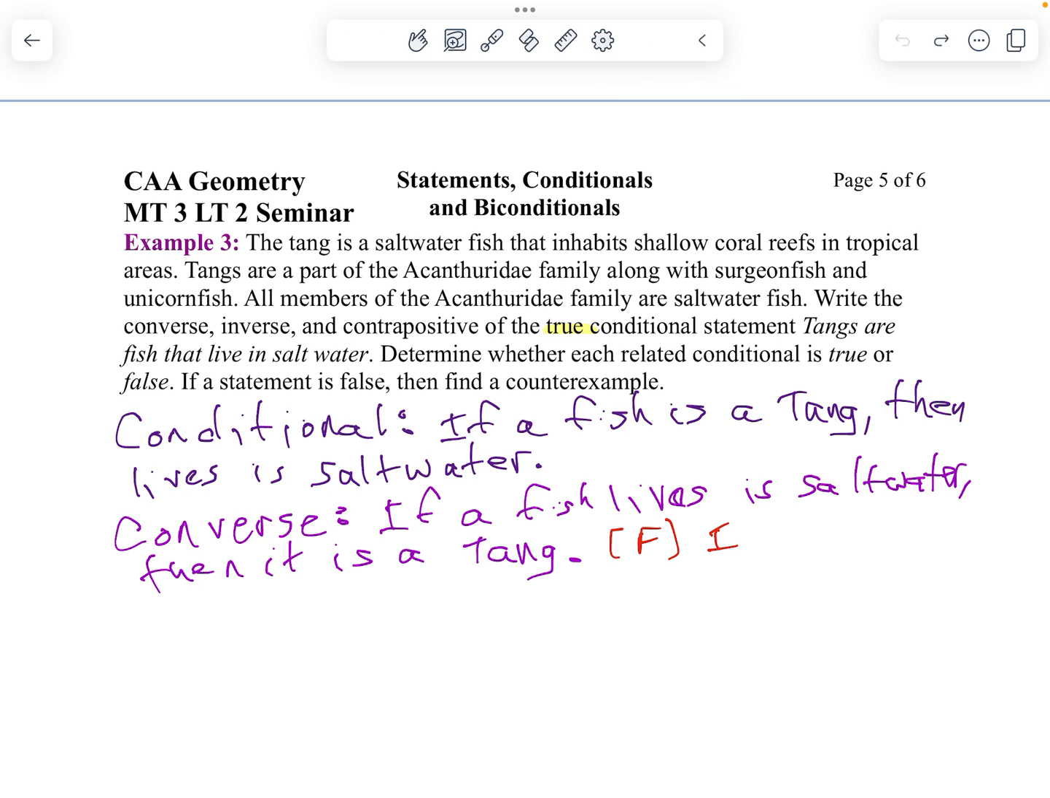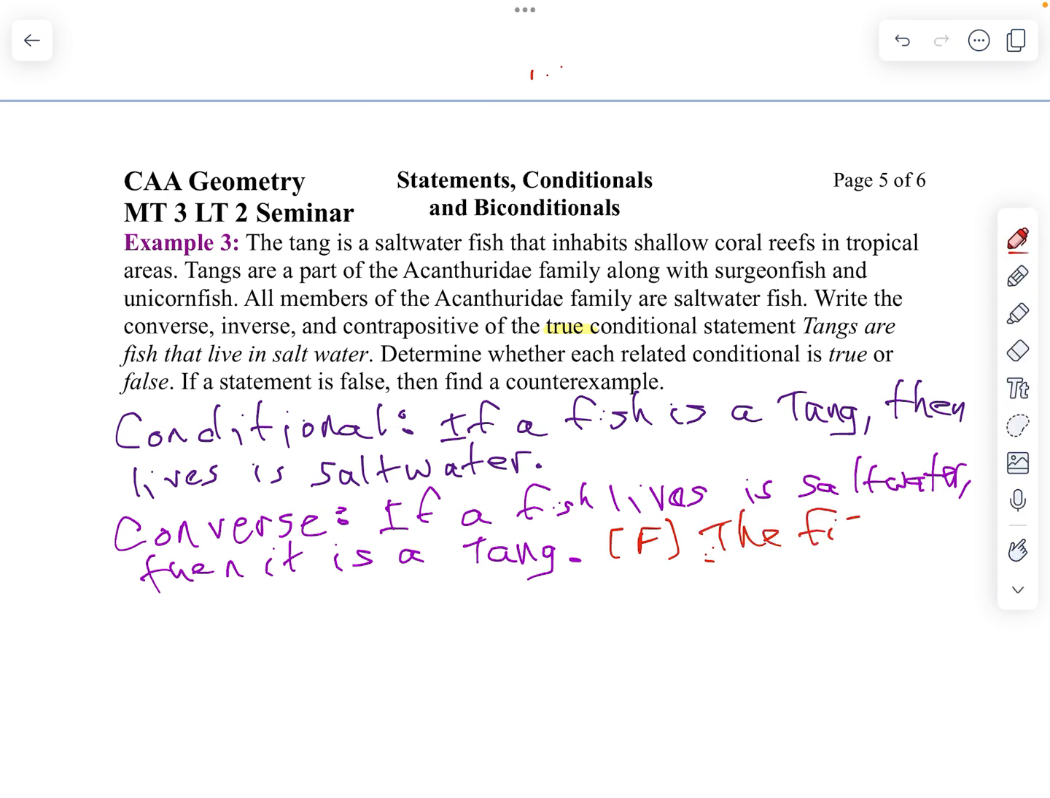The fish could be a surgeonfish. Or you could say it could be a unicorn fish or any other fish that lives in salt water. Multiple correct ways to come up with a counterexample.